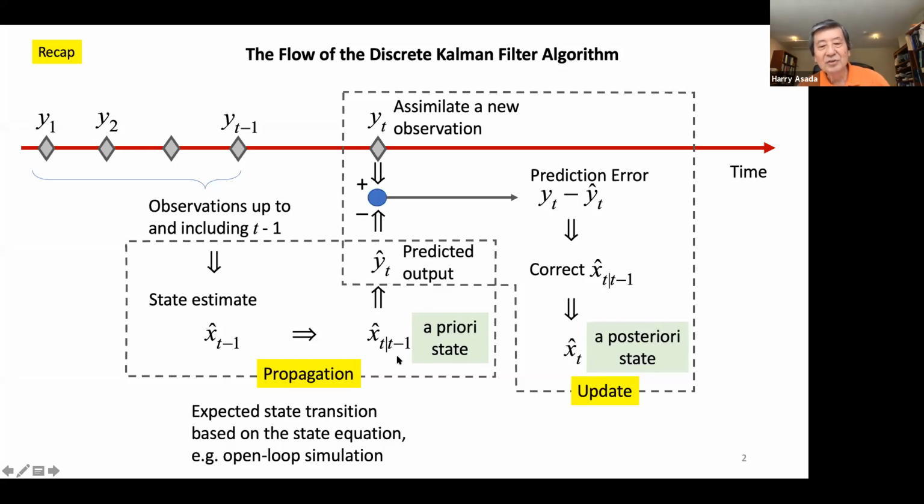It's called the a priori state in the sense that this is before we acquire new sensor information. Now to make a comparison with this, we have to create the predicted output, the sensor output, based on the output measurement equation, and then make a comparison, and the error is used for updating the state. It's called the update process. The updated state is called the a posteriori state, after we acquire these measurements. So the two processes, propagation and update, are repeated recursively.